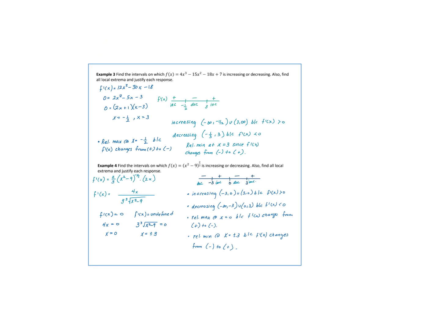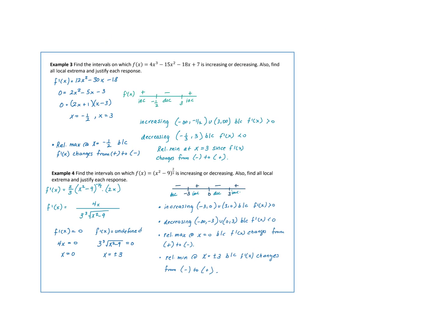All right, so the first one says find the interval for which it's increasing, and we're going to find the max and min. And then I'd like to go over how the AP asks these types of questions and how you're expected to answer them. So: increasing, decreasing, local extrema, justify.